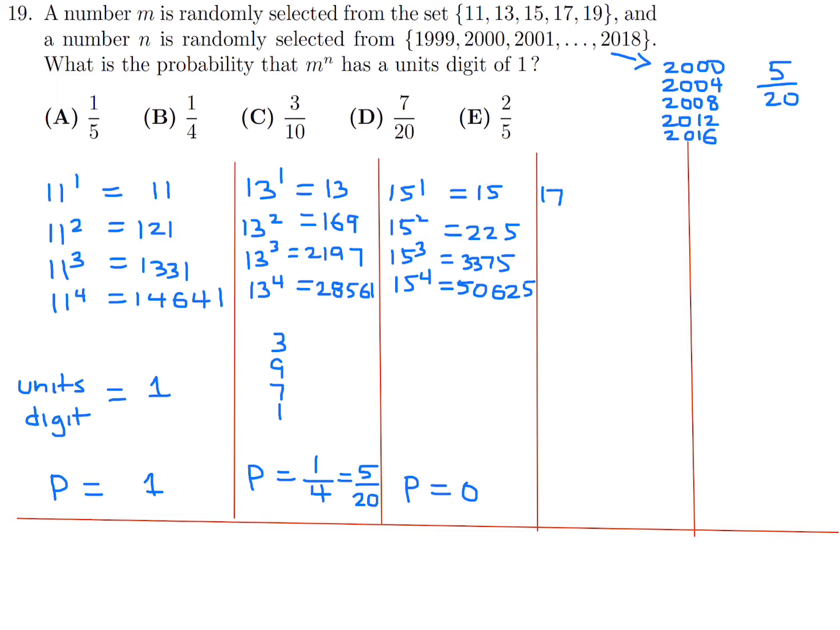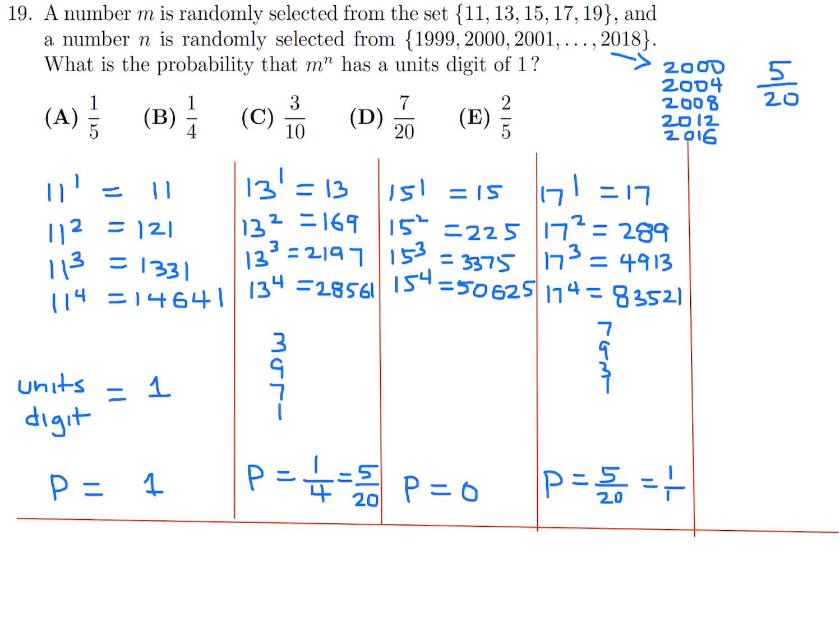Okay, interesting. Well, let's go to 17 now. 17 to the 1, 17 to the 2, 17 to the 3, 17 to the 4. So 17 squared is 289. 17 to the power of 3 is 4913. 17 to the power of 4 is 83521. And this just keeps repeating, 7931, like that. So as before, it looks like every time the exponent is a multiple of 4, the units digit will be 1. And very similar to the 13s, this is going to be 5 over 20, which is 1 over 4.